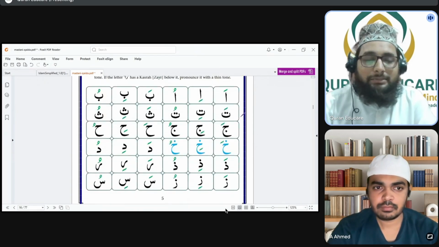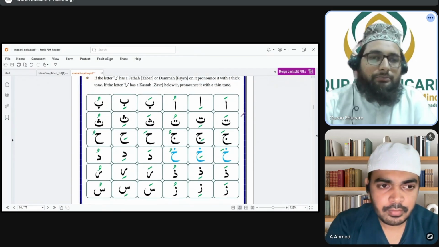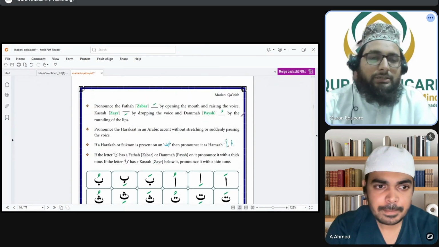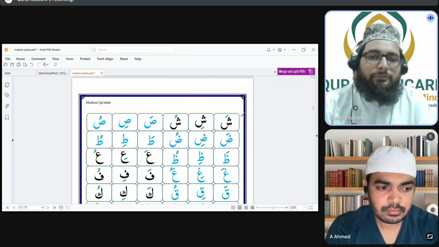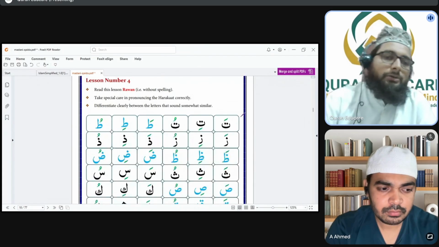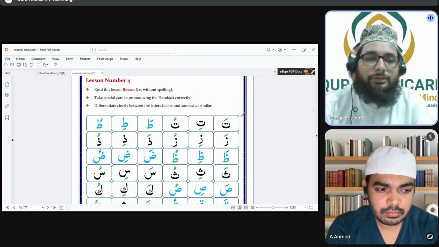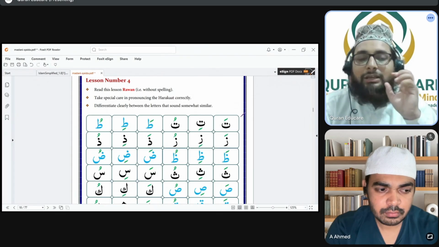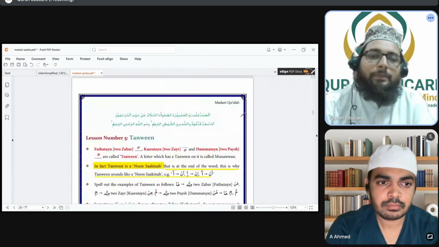In lesson number three, we learn about the harakat: Fatha, Kasra, Dhamma. It means Zabar, Zair, Pesh. And we learn deeply about the harakats. In lesson number 4, we learn about somewhat similar sound letters written together. So we practice how to pronounce and differentiate one letter from the other with the harakat.